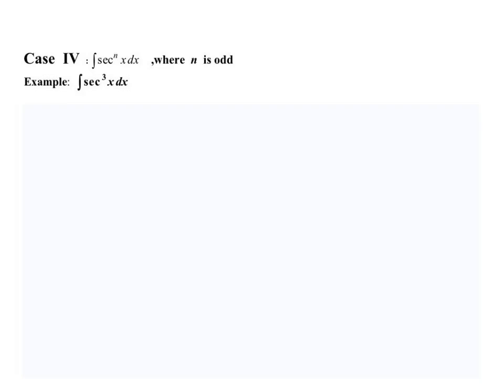Case 4, secant to the power n when n is odd. You see, when n is even, you can separate secant square x, and then the remainder will be even, and you can change this into tan. For example, if it was secant to the power 4, this will be secant square, and you can change the rest into tan. But when it's odd, for example secant cube, if you take a secant square out, the remainder here will be odd. You cannot change it into tan, so you cannot have a u du. It has to be done by parts only.